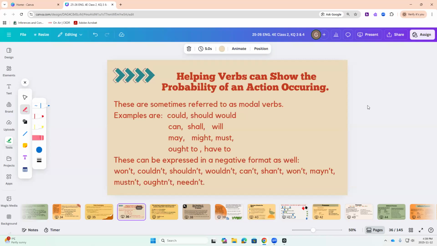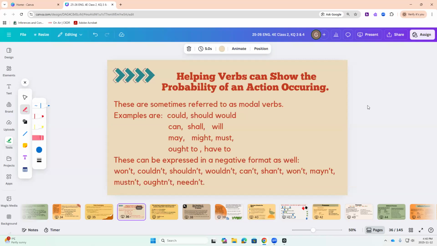He could run faster if he wanted to. She should cook dinner in an hour. He would help you if you needed it, right? It's not talking about things that are happening right now. It's talking about the things that they think, again, should happen or might happen. Things like can, shall, will, may, might, must, ought to, have to. They're talking about things that might or might not happen.